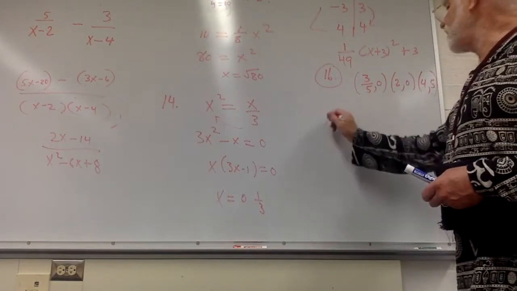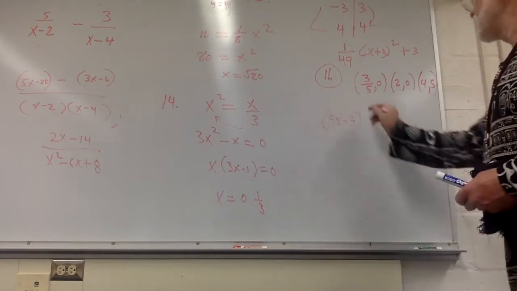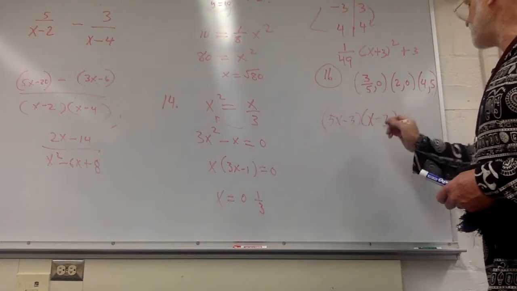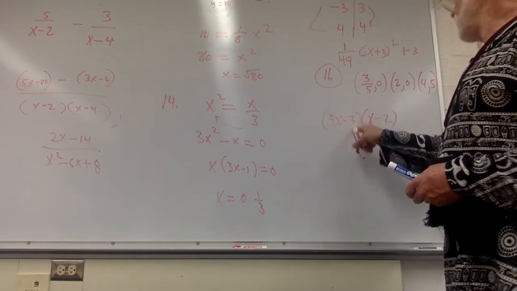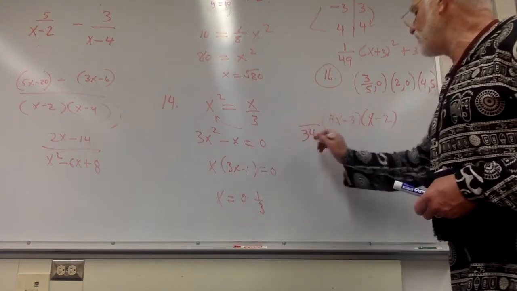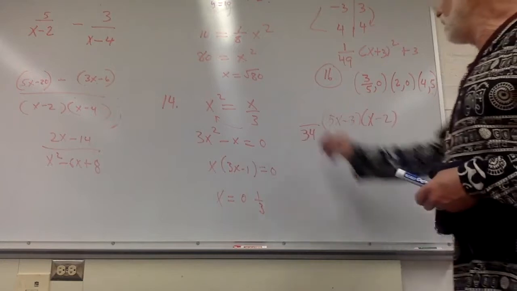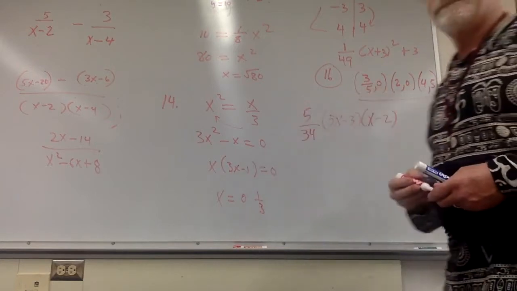3/5 gets a 0, therefore 5x minus 3 is a factor. 2 gets a 0, so x minus 2 is a factor. I'll put a 4 in. 20 minus 3, 17 times 2 is 34. I don't want 34. I'm going to do the conversion with a multiplier. I want 5. That satisfies that. Moving right along.